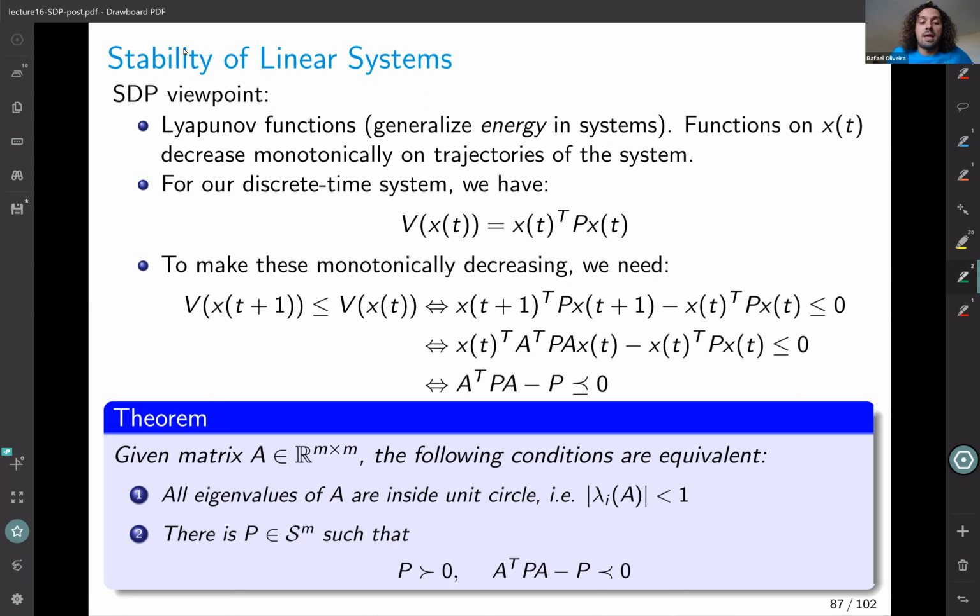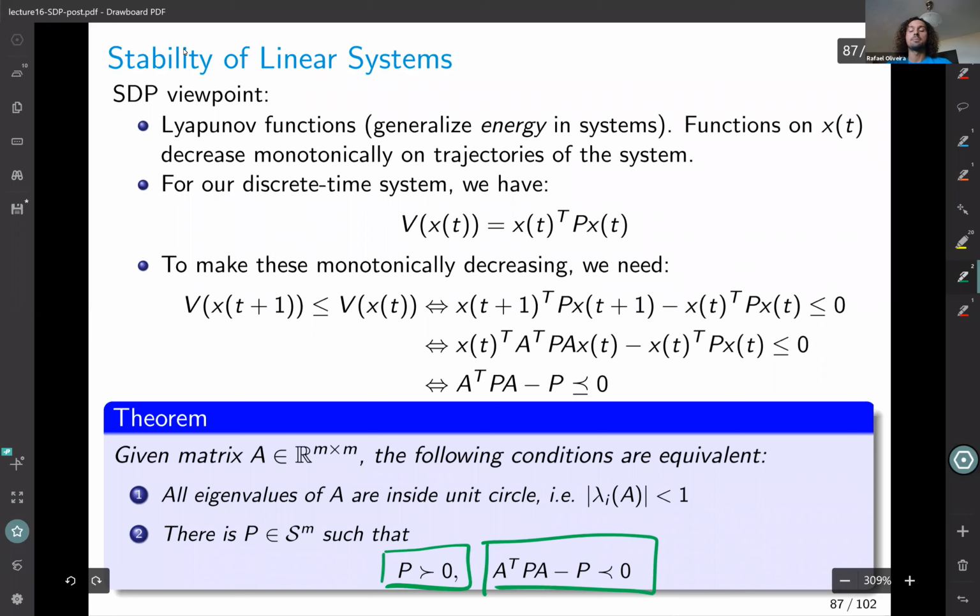All the eigenvalues of A are inside the unit circle. That is, all of them have magnitude less than 1. Or there exists a symmetric matrix P such that P is positive definite, and A transpose PA minus P is negative definite. So this is a theorem that the process stabilizes if and only if you can find such a Lyapunov function.